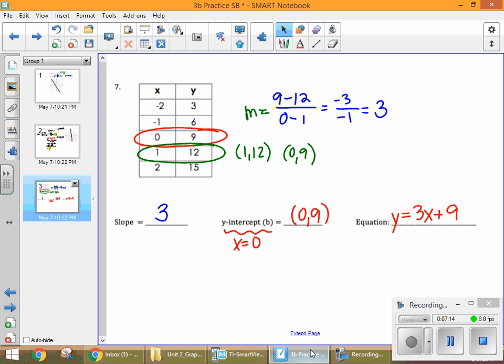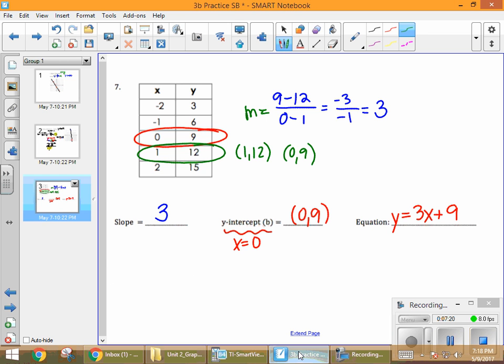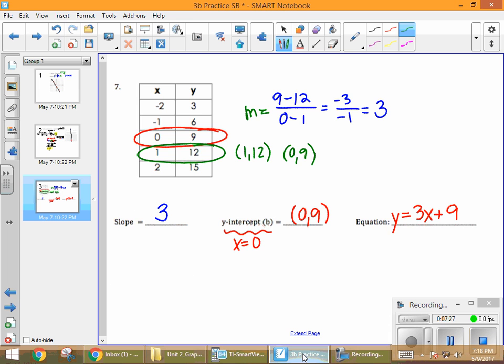So I go back to my paper, I have negative 2, 3. Well, the negative 2, 3 does appear to be here. So does negative 1, 6. All these numbers on the table are on the table on my paper, so I know I did my work correctly.